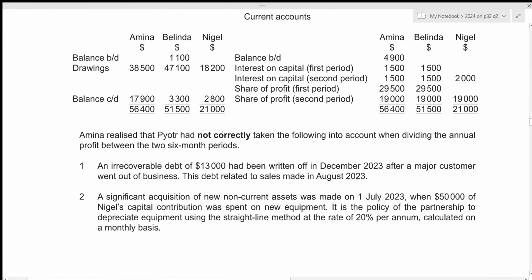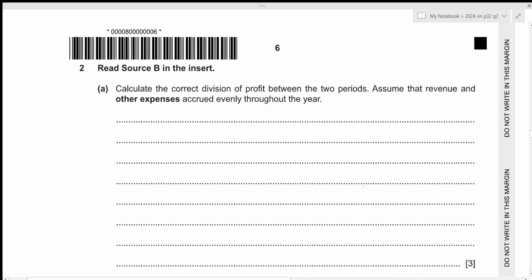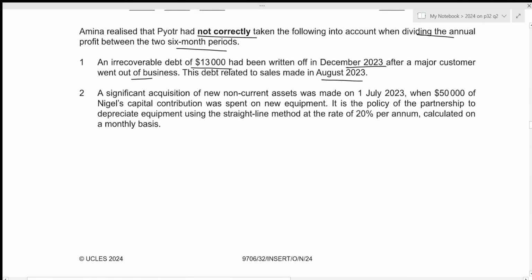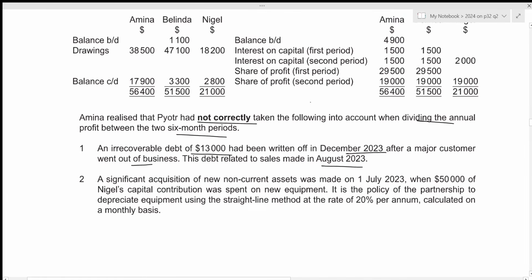Okay. Amina realized that the accountant had not correctly taken the following into account when dividing the annual profit between the 2 6-month periods. An irrecoverable debt of 13,000 had been written off in December 2023 after a major customer went out of business. This debt related to sales made in August 2023. Okay, let us first look at our question. We need to calculate the correct division of profit between the 2 periods. Assume that revenue and other expenses accrued evenly throughout the year. Okay, so we are assuming that the expenses and revenue were incurred evenly throughout the year.